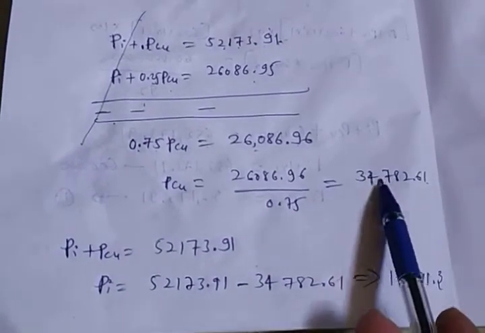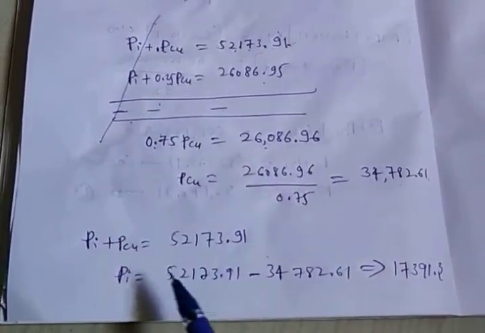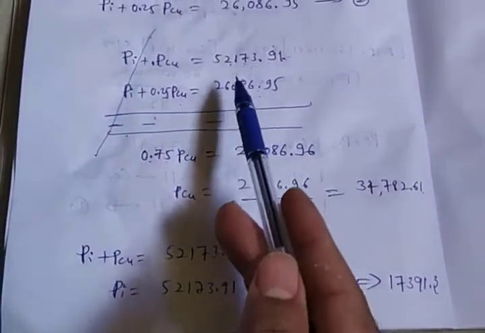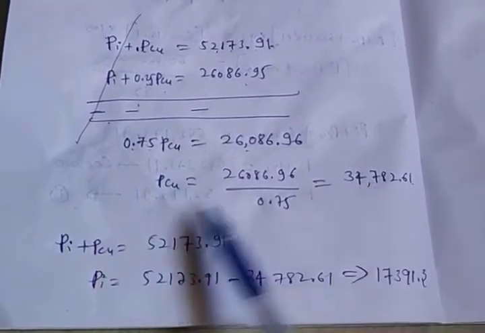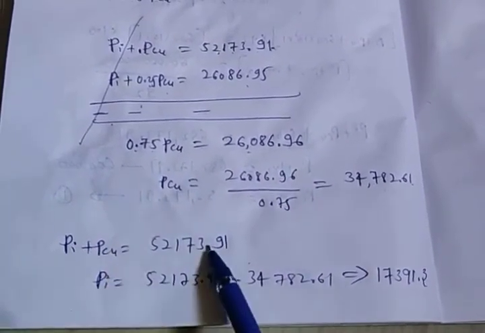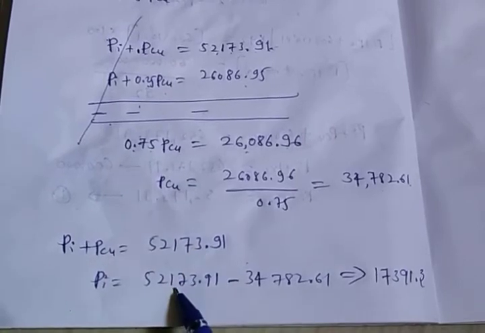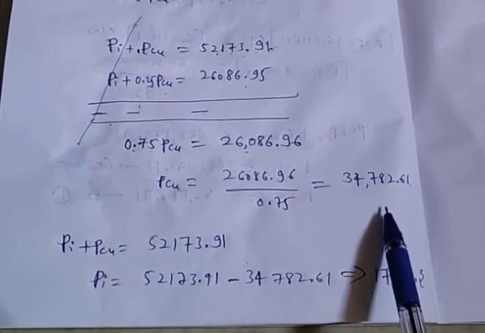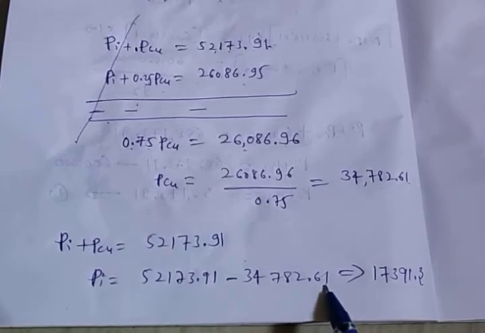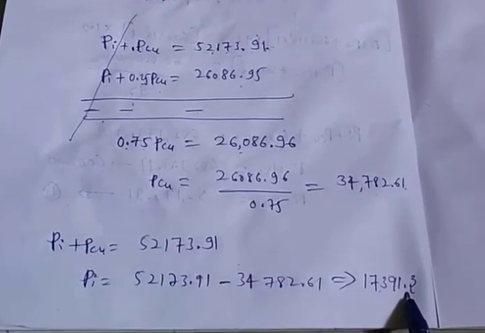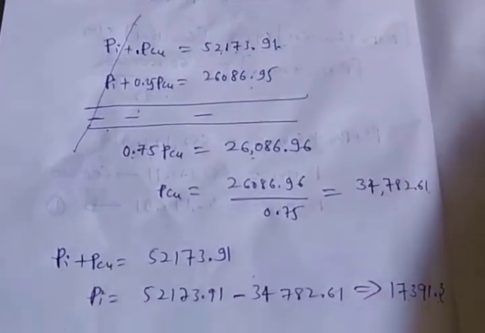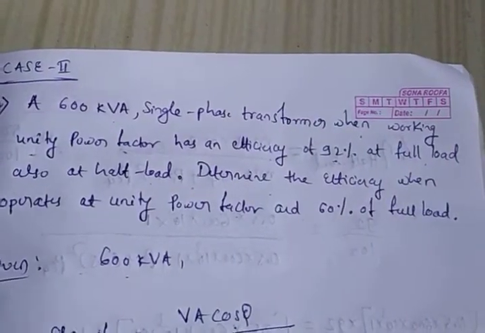After substituting this value in equation number 1, PI plus PC is equal to 52,173.91. Substitute the PC value here, and you will get PI is equal to 52,173.91 minus the PC value 34,782.61, which gives 17,391.3 watts. So now we got the PI and PCU values. We have done the calculation of PI and PCU.